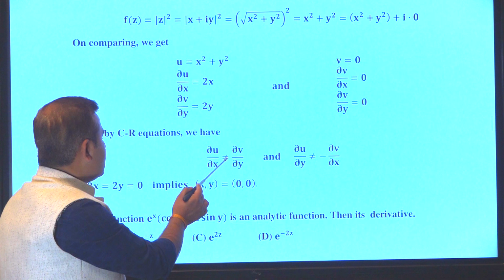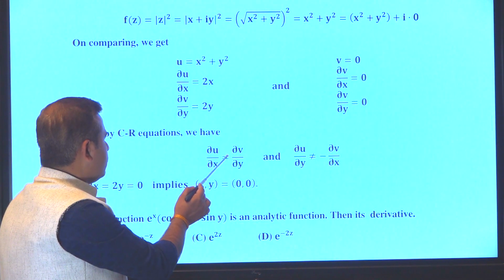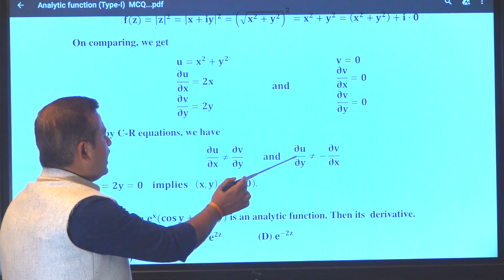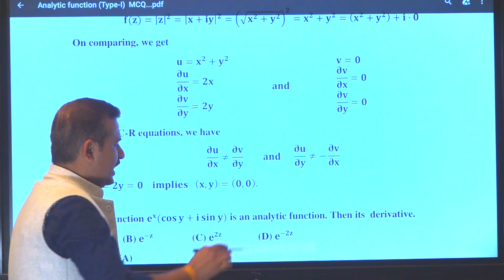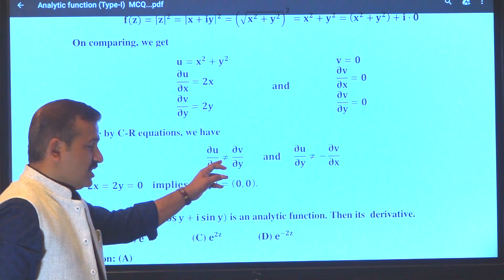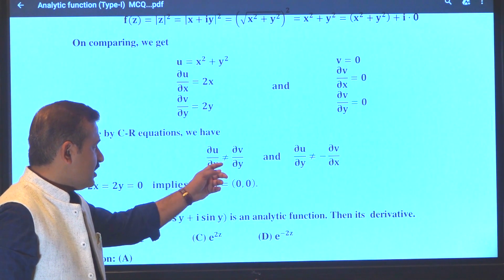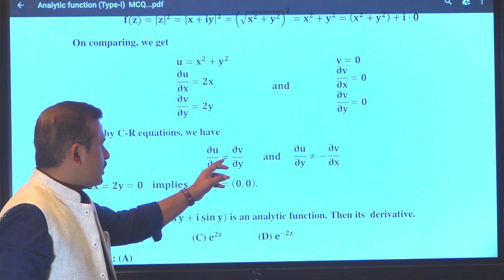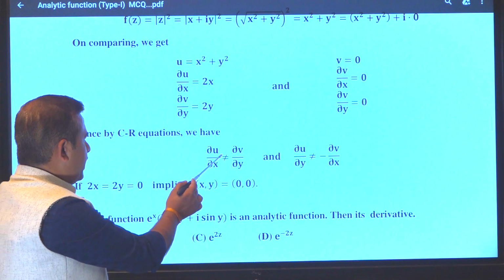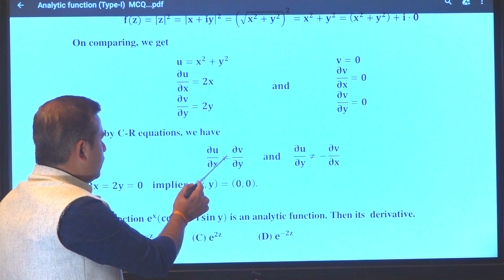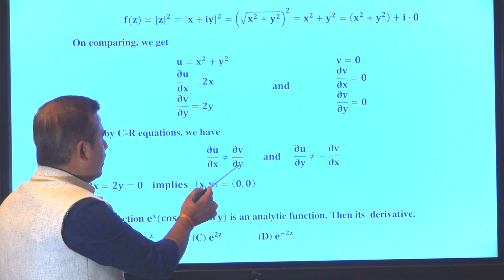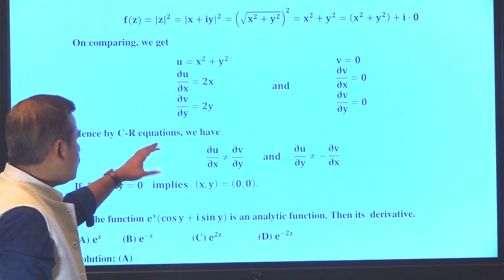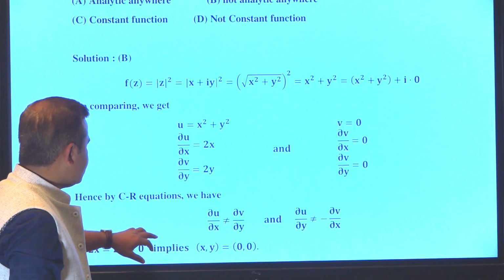del u upon del x is not equal to, this is equal to, by mistake it is written as not equal to. Del u upon del x equal to del v upon del y, and del u upon del y equal to minus del v upon del x. Friends, just rectify this part. This is a typing mistake. This is equal to, not inequality. So in place of inequality, just write down equal to: del u upon del x equal to del v upon del y, and del u upon del y equal to minus del v upon del x. So we have all the results here.